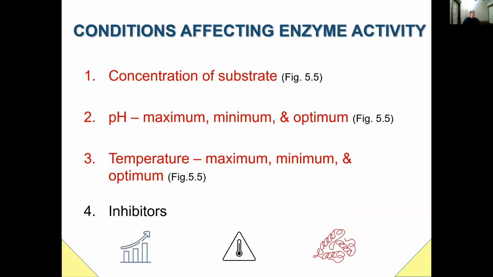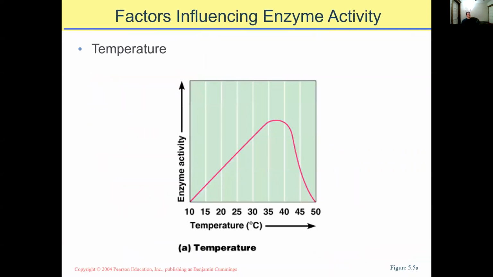So what can affect the activity of enzymes? Well, there are quite a few things. First, we're going to be looking at the concentration of substrates, pH, and temperature, and then we'll get back to inhibitors in a bit. So first, looking at temperature. The rate of most chemical reactions increases as temperature increases, because molecules move more slowly at lower temperatures and may not have enough energy to cause the chemical reaction.